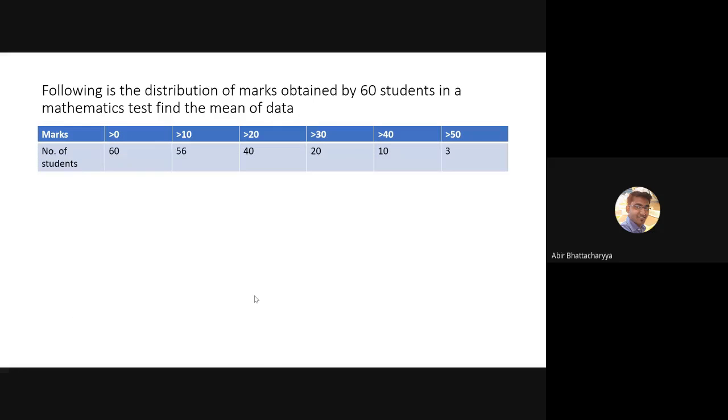Now, if the distribution is like this, think about it, all of you. If the distribution is greater than or equal to 0, greater than or equal to 10, 20, 30, 40, 50, and this frequency is also given to you. What if we take the interval as 0 to 5 rather than 5 to 10? Ibrahim, it will not be possible, right?